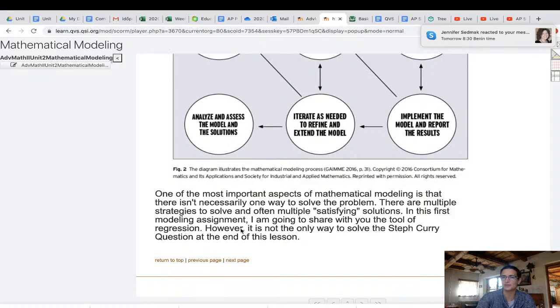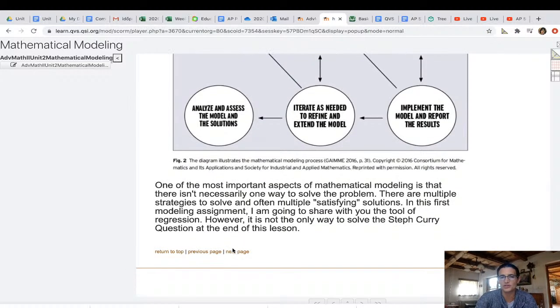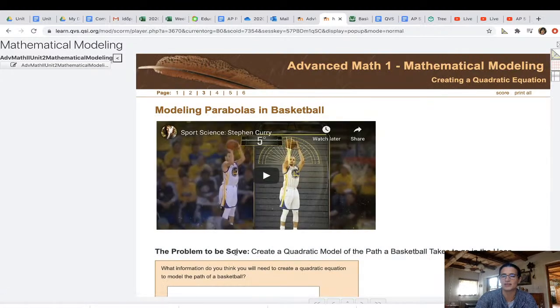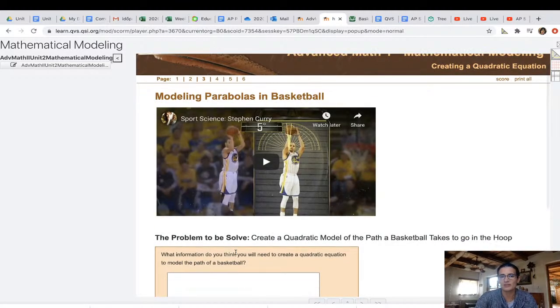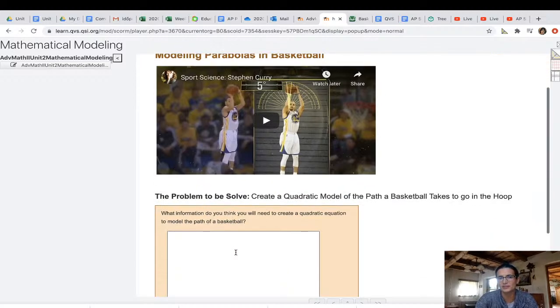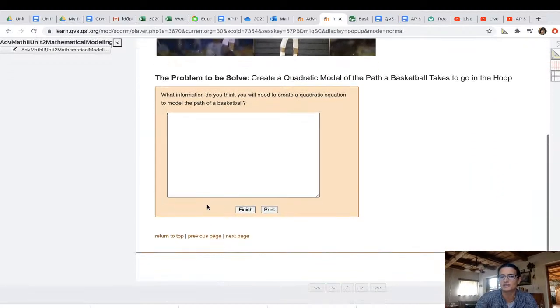And down here I talk about this a little bit, that often we have many satisfying solutions to problems, and so you're trying to come up with one of those satisfying solutions. And I'm a big fan of basketball, and I'm a big fan of Stephen Curry. I think it's amazing what he's been able to do with his size in the NBA. So here's a little video, with some questions on it.